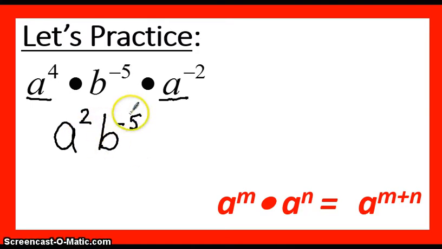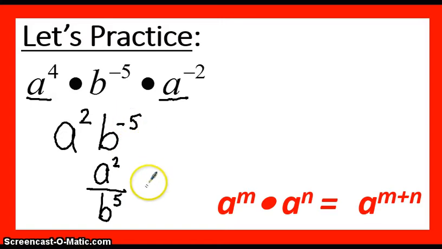Now you notice we have two exponents, but this one is a negative exponent, so we need to move it from the numerator to the denominator to simplify it. A squared will remain in the numerator, b to the 5th will be in the denominator. Since it was negative in the numerator, it becomes positive in the denominator. This expression is the same as a squared over b to the 5th.